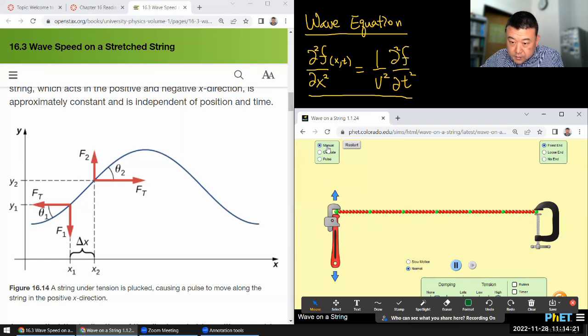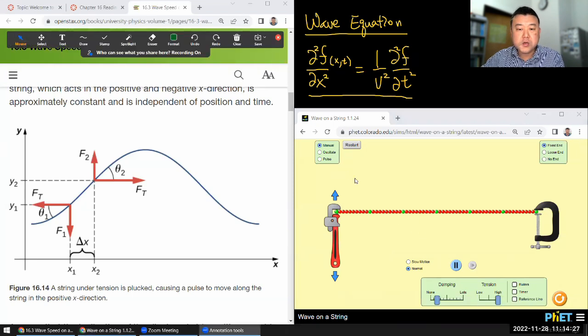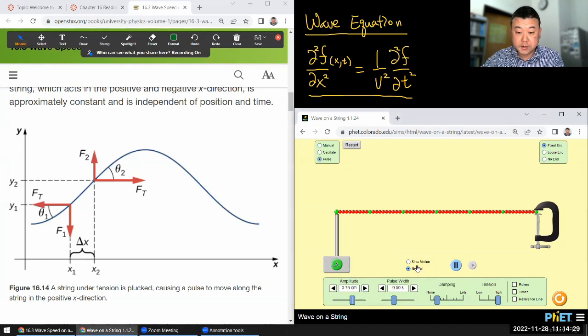So I guess the easiest thing to do here is for me to show a pulse. Let me do it in slow motion so I have time to stop the thing. When you send down a pulse along the string, you can imagine this as being a kind of pulse. So this is a snapshot at a moment in time.